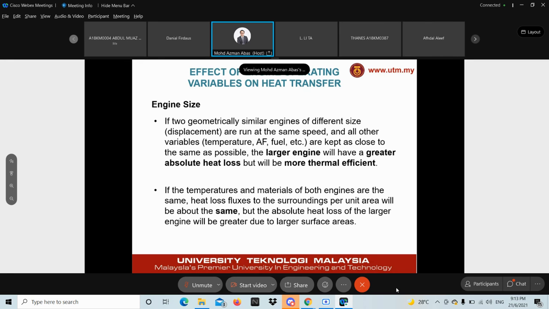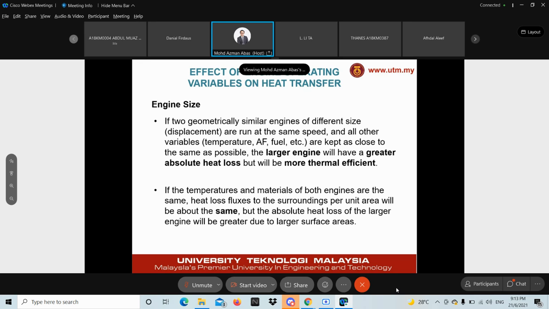First of all, the engine size. If two geometrically similar engines of different size, displacement, are run at the same speed, and all other variables such as the temperature, air fuel ratio, fuel, spark timing, etc., are kept as close to the same as possible, the larger engine will have a greater absolute heat loss, but will be more thermally efficient. This is just a rule of thumb.